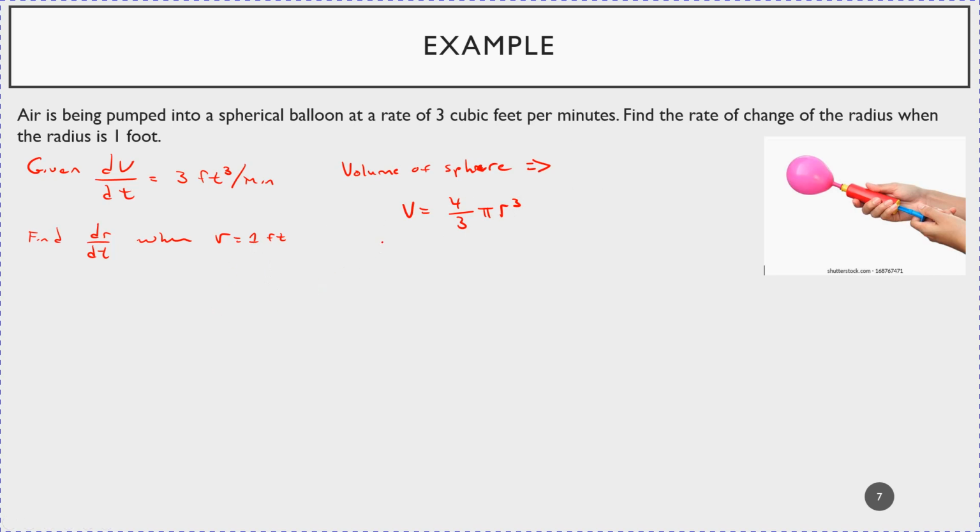So you're going to differentiate both sides with respect to t. So this here becomes dV/dt is equal to, all right, you bring the 3 down, right? So the 3 and the 3 here in the denominator will cancel. So you're just left with 4 pi r squared and then dr/dt.